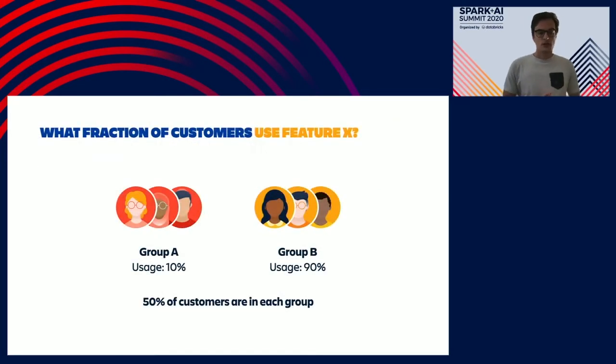Now, for this example, I want to simplify the problem by imagining that in reality, we only have two customer groups. Group A on the left, of which 10% of customers use the feature, and Group B on the right, where 90% use the feature. That's a very big swing between groups, and let's say that each group comprises half of the true customer base.